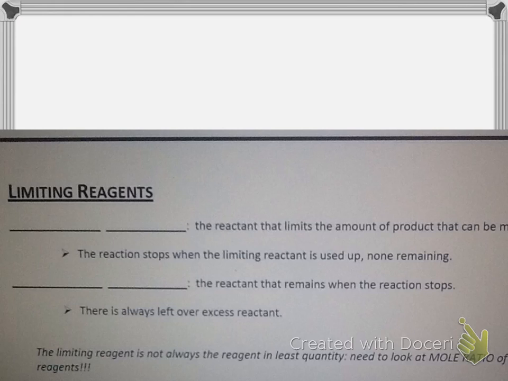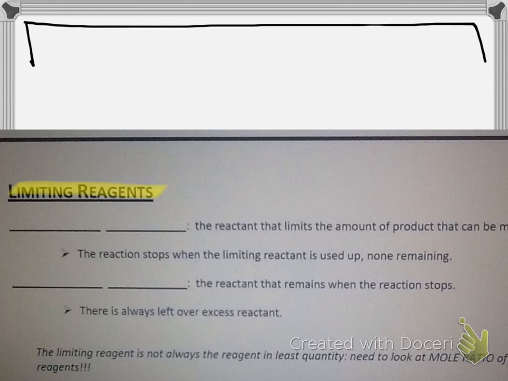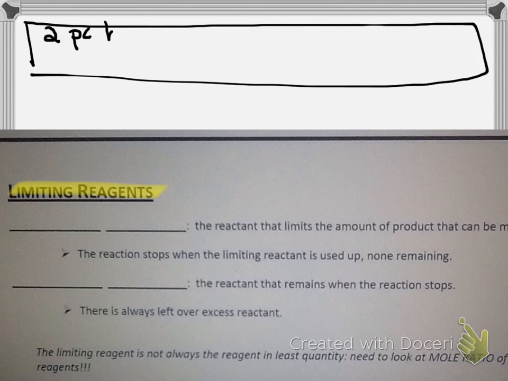In this video, we're going to be talking about the topic of limiting reagents. And before I get started on telling you about what those are, I'd like to just do an example. So let's say you're going to make a sandwich. When you go to make a sandwich, you need certain ingredients. The first thing you need is 2 pieces of bread, right? One on top, one on bottom.